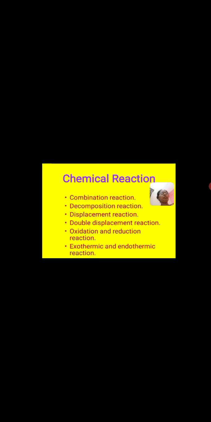The following types of chemical reaction we have to study in this chapter. First, combination reaction. Second, decomposition reaction. Third, displacement reaction. Fourth, double displacement reaction. Fifth, oxidation and reduction reaction. Sixth, exothermic and endothermic reaction.